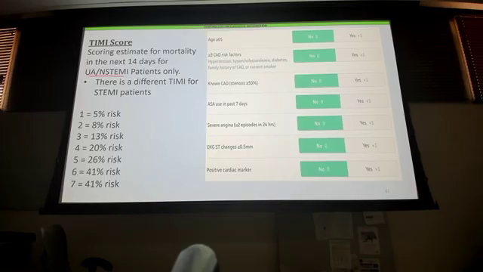Again, I don't expect you to memorize this, but just know that if we're talking about TIMI, we're talking about how the more points you have increases your risk of dying in the next 14 days, 2 weeks. So the higher your TIMI score, the increased risk you are that you are going to die from that coronary event. Okay.